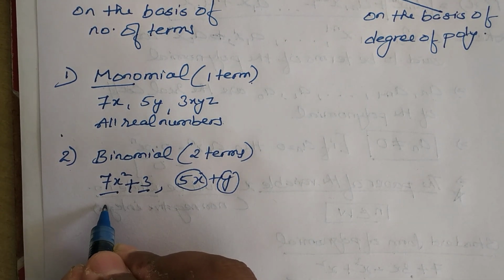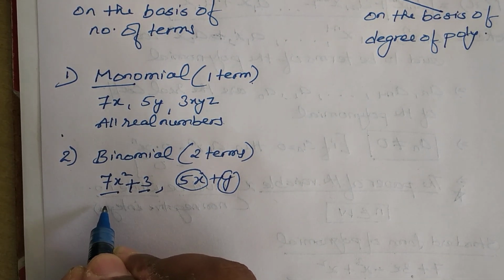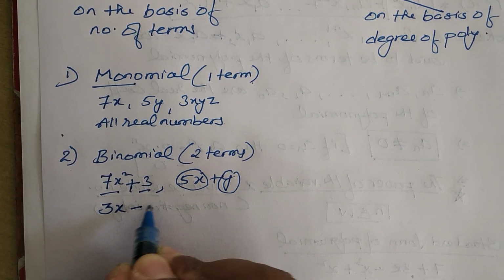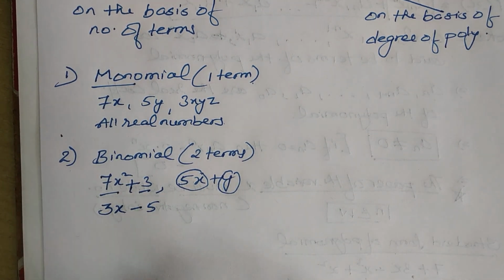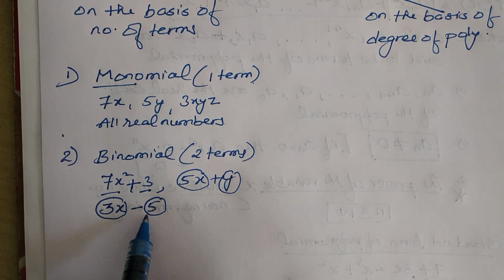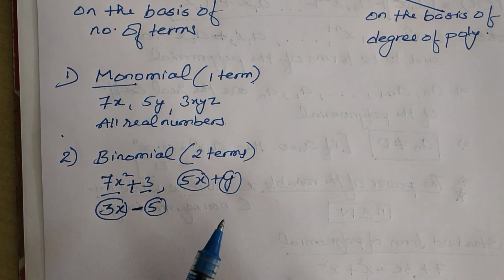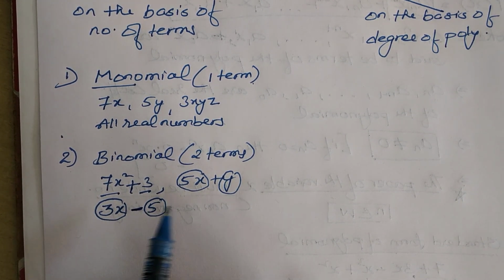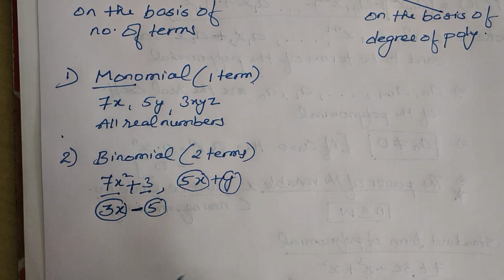So we may include one example in which the basic operation is subtraction. For example, 3x minus 5. So here the first term is 3x and the second term is 5, and they are separated from each other by minus. So in polynomial, the terms are added or subtracted, or terms are separated from each other by addition or by subtraction.